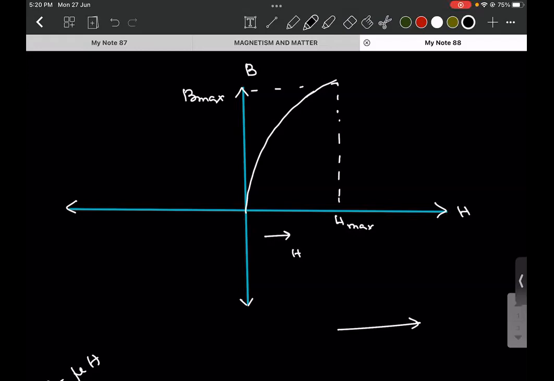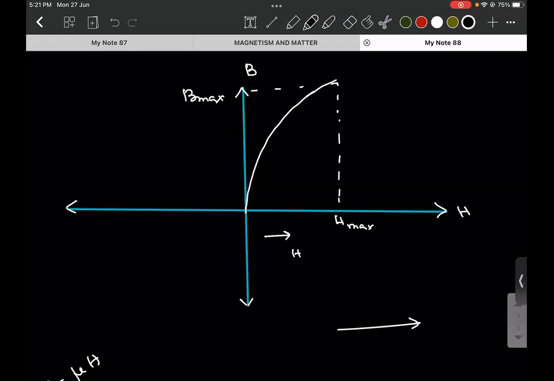I understood that the saturation condition is achieved. Now what I will do is I will immediately remove the magnetizing field. What are we doing? We are removing the magnetizing field. Then what is our expectation? When you remove the magnetizing field, we expect this ferromagnetic substance to lose magnetism instantly. But will that happen? If it happens, then it is no more a ferromagnetic substance. So it is not going to lose instantly.